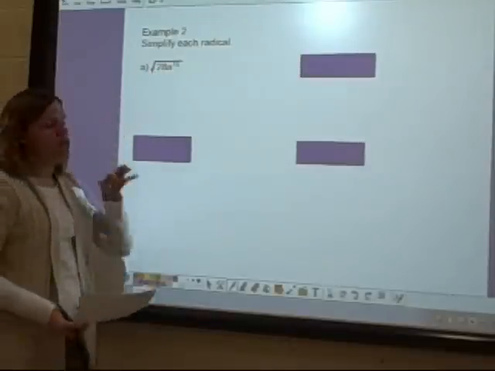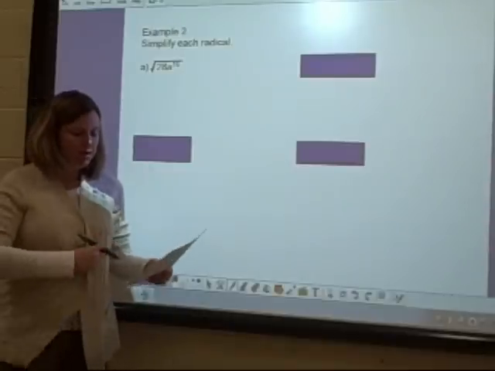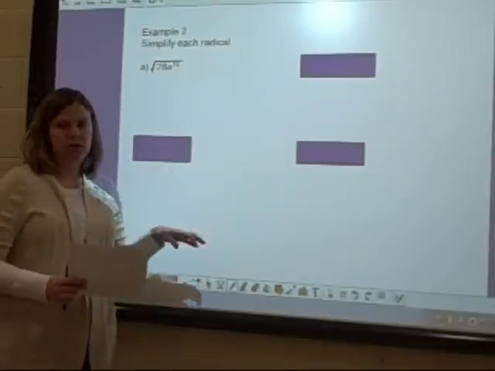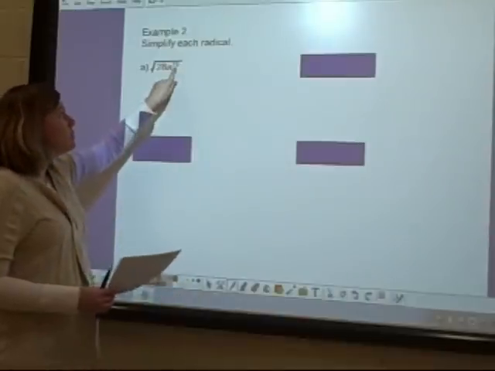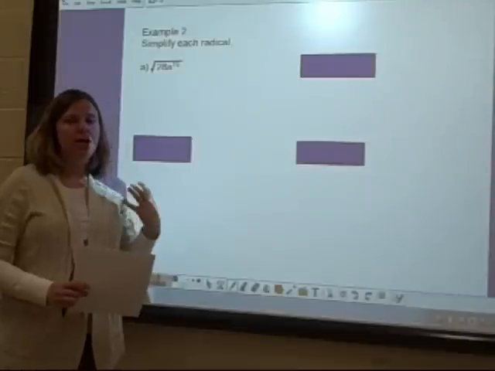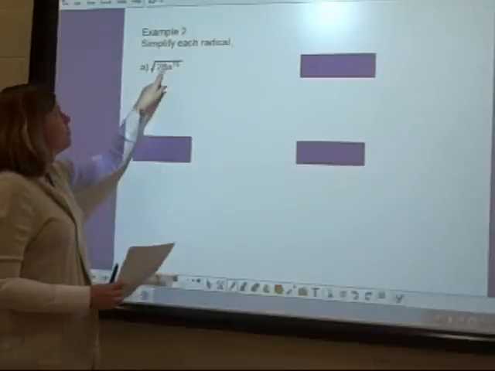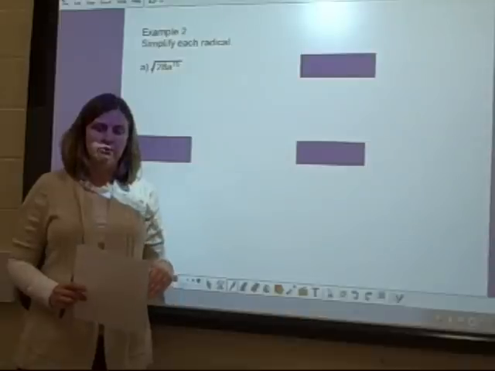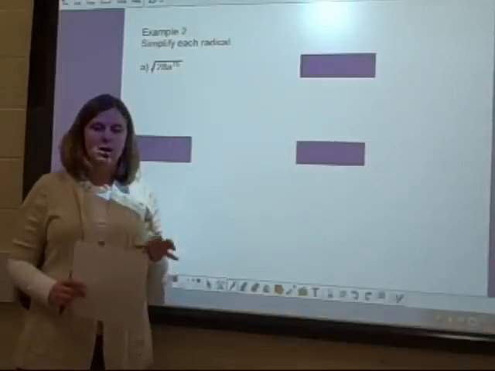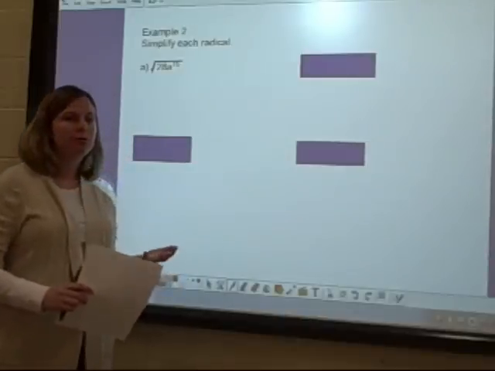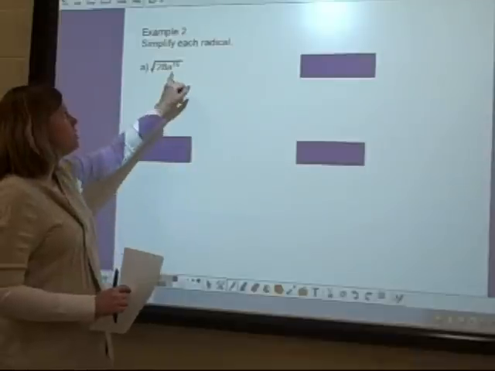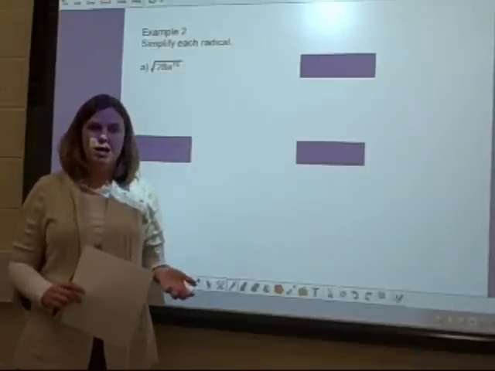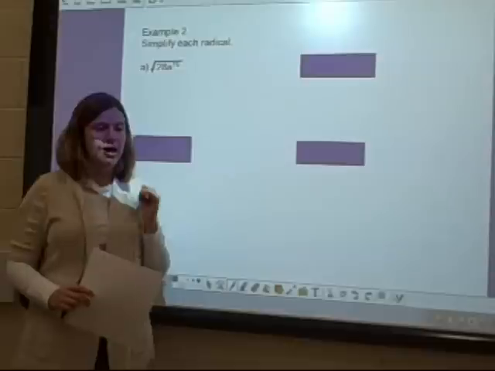All right, in example 2, we're going to introduce some variables with exponents. Now, all of the problems that we're going to do in example 2 have exponents that are even. And the rule is, if you take the square root of an even exponent, you cut it in half. And in class tomorrow, we'll talk about the reason why. But for our purposes right now, you need to know that if you take the square root of a to the 16th, you're going to end up with a to the 8th, by just cutting it in half.